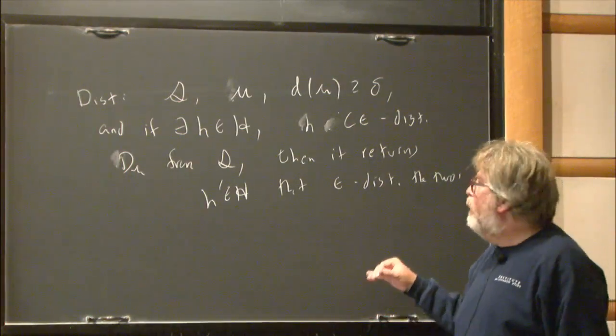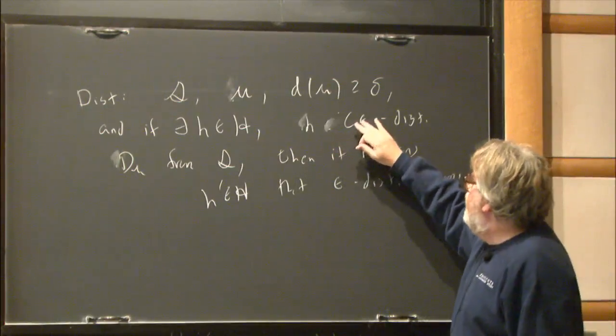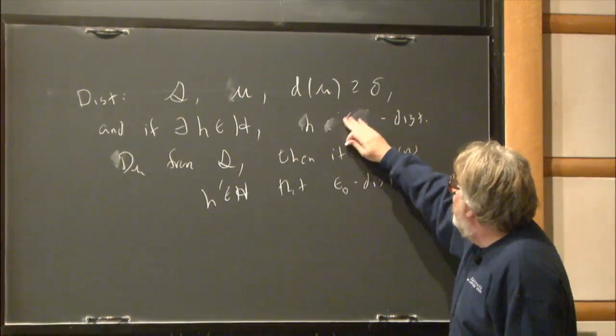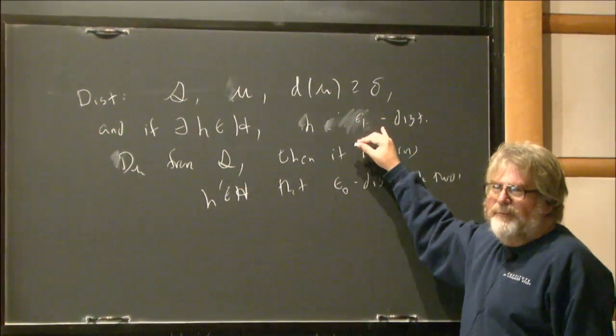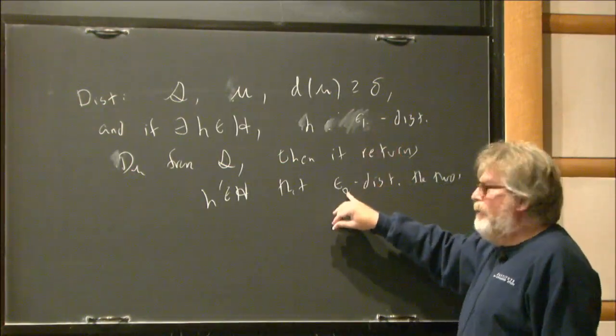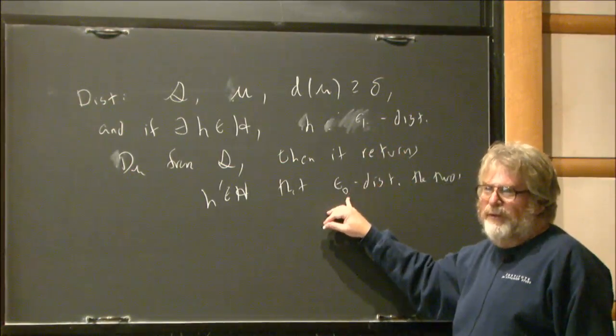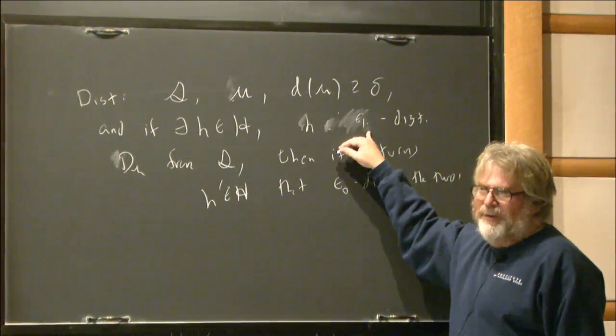This makes some constant, or I could even say epsilon 0, epsilon 1 is enough. So if you fail to find an epsilon 0 distinguishing test, that means there is no epsilon 1 distinguishing test.